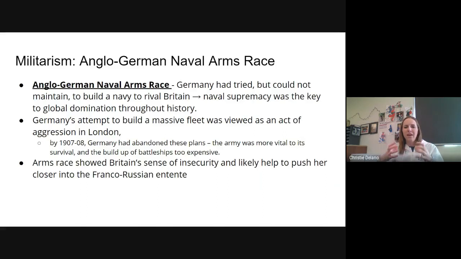And being a country on the continent bordered by multiple other countries, they began to see the idea of a standing army with infantry foot soldiers as more important to their survival than rivaling Britain's battleships. But what this shows is that Britain was very insecure, and historians believe that this helped push Britain towards a stronger relationship with France and Russia.